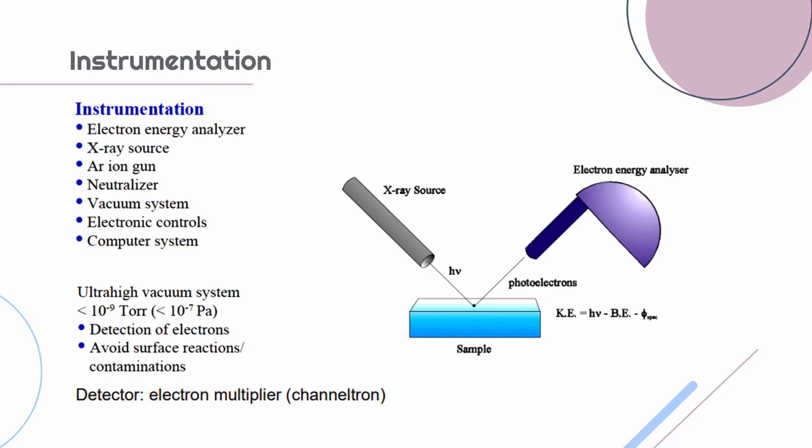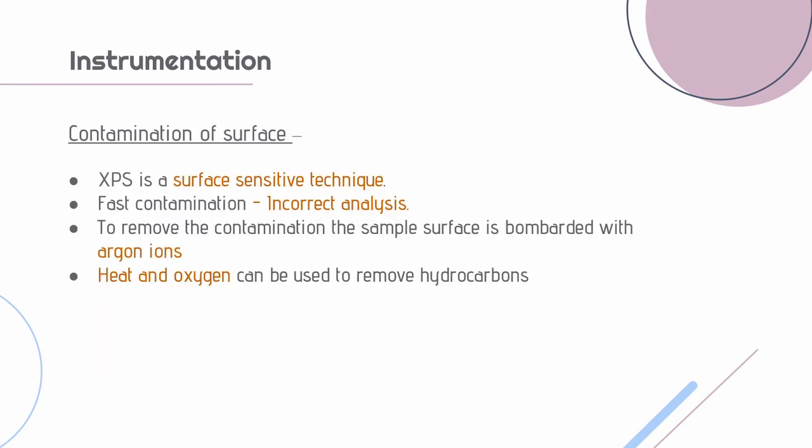One thing we need to note is that we need an ultra high vacuum system of the order of 10 to the power minus 9 torr for X-ray spectroscopy. Since XPS, or X-ray photoelectron spectroscopy, is a surface sensitive technique, contamination on the surface can lead to incorrect analysis. So to remove the contamination, the surface is bombarded with argon ions. Heat and oxygen are also used to remove hydrocarbons present on the surface.